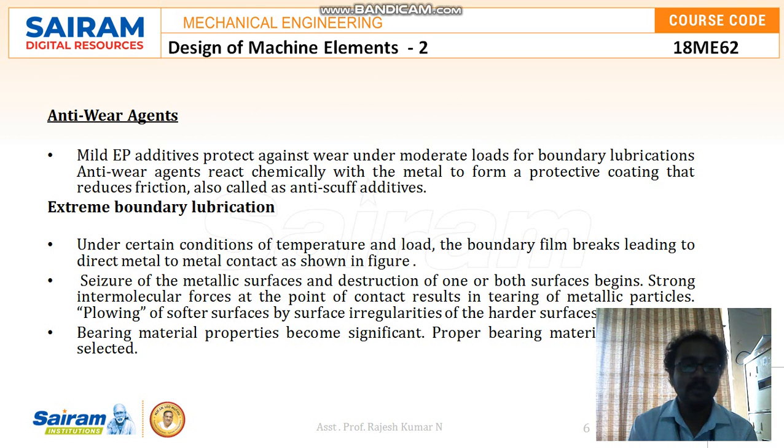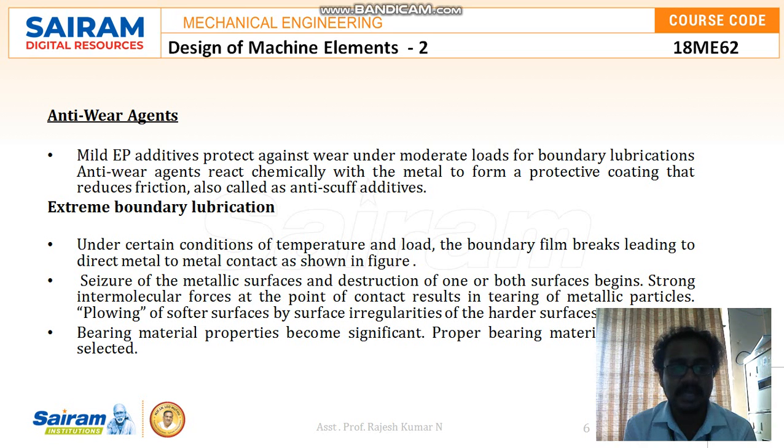It reduces friction by preventing the oil film breakdown. Moving to the next one, anti-wear agents, which are mild EP additives that protect against wear under moderate load for boundary lubrication. Anti-wear agents react chemically with the metal to form a protective coating that reduces friction, and are also called anti-scuff additives.